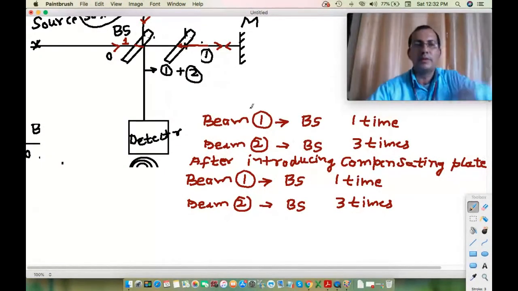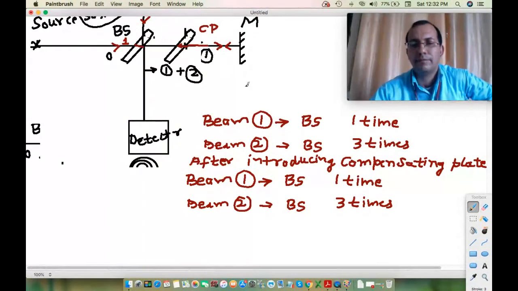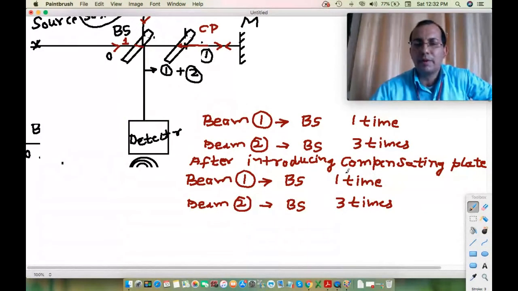So this beam is the compensating plate, and it has the same dimensions as the beam splitter, the same refractive index, the same material, and the same thickness. All the qualities of the beam splitter and the compensating plate are the same. After introducing the beam splitter, now you have plus two times, so it will be a total of three times.